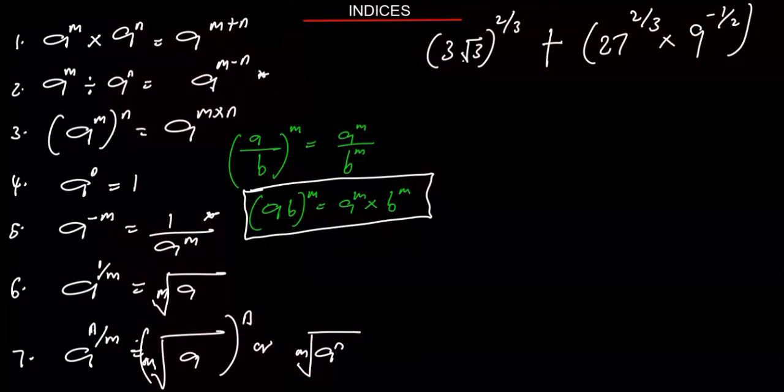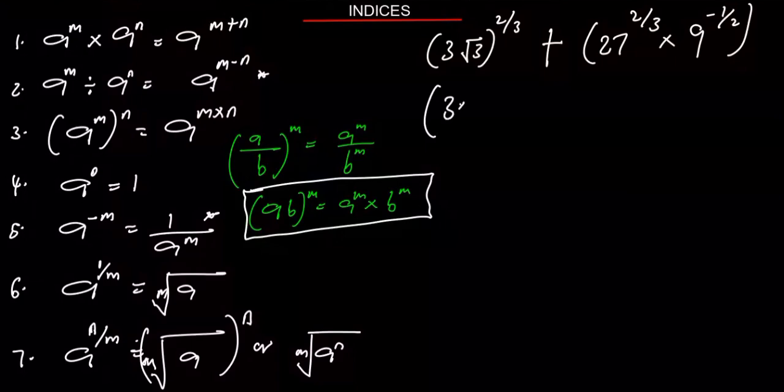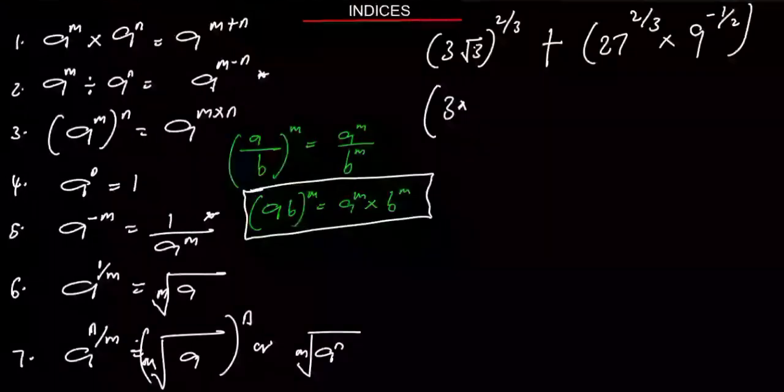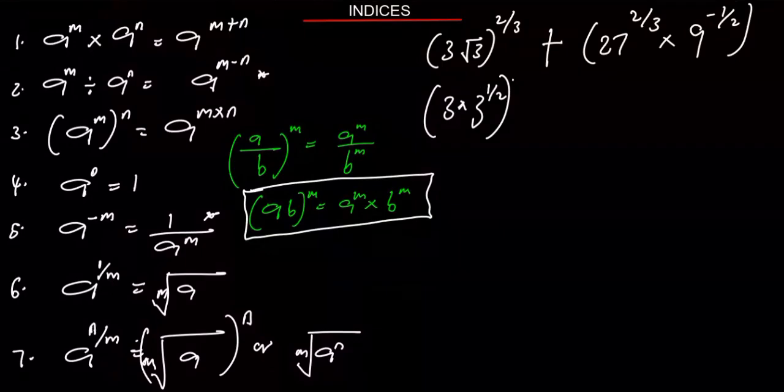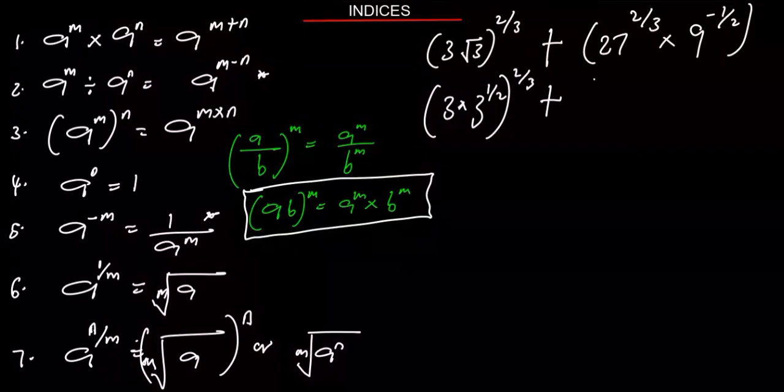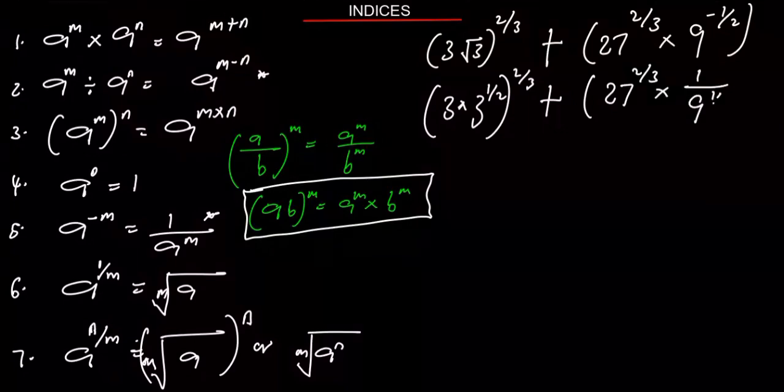So remember that what is inside this bracket, I can write as 3 times what I'm having here. Square root of 3 is 3 raised to power half. Do you remember? Square root of 3 is 3 raised to power half. Then I have my power 2 over 3. Then plus, so I still have 27 to the power 2 over 3 times, this is the negative power, that's 1 over 9 raised to power half.